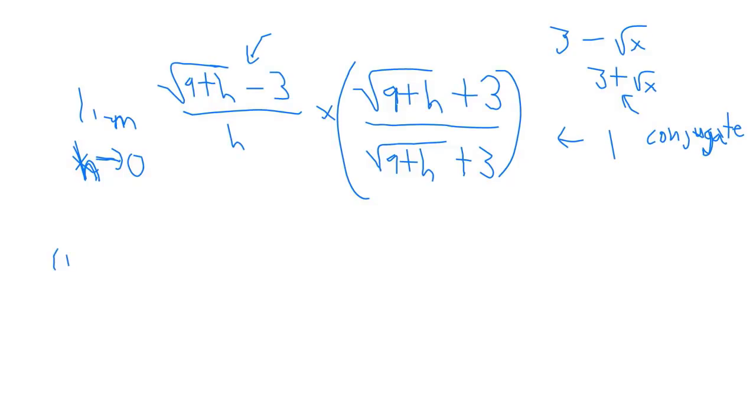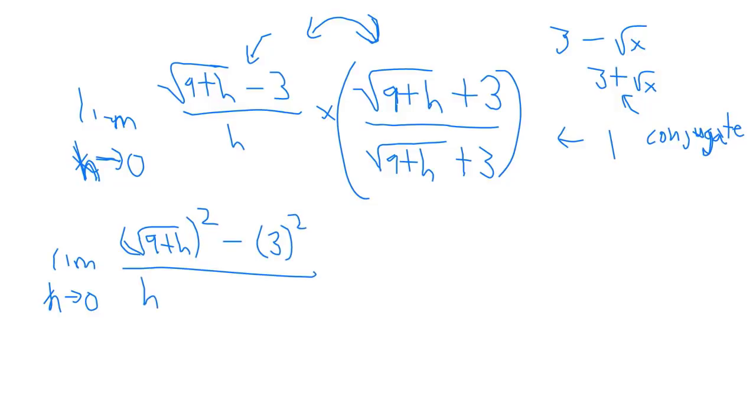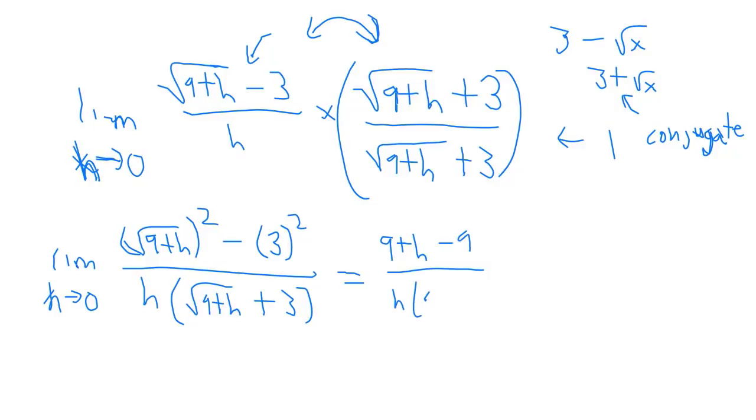If you continue multiplying these out, this is a product of differences. So you would get the square root of 9 plus h, squared, minus 3 squared, over h times the square root of 9 plus h plus 3. Then the top gives 9 plus h minus 9, over h times the square root of 9 plus h plus 3. And then that gives h over h times the square root of 9 plus h plus 3.